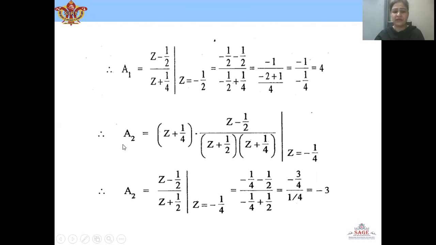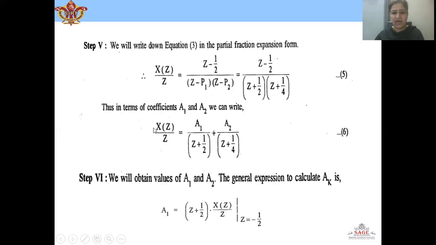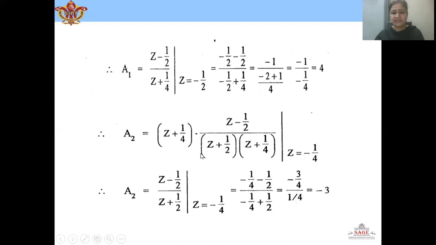Now, we want to find out the value of a2. a2 will be given by the formula X(z) upon z multiplied by this particular pole factor z plus 1 by 4, and the whole expression will be calculated at z is equal to minus 1 by 4. So, here we can see this is the expression of a2. Now, after putting the value of z is equal to minus 1 by 4, we will get the value of a2, which will be taken as minus 3.